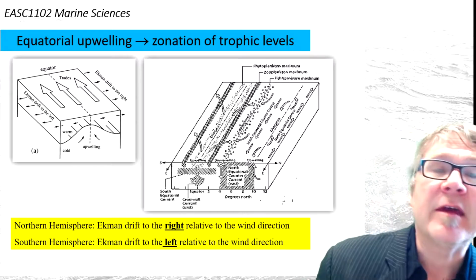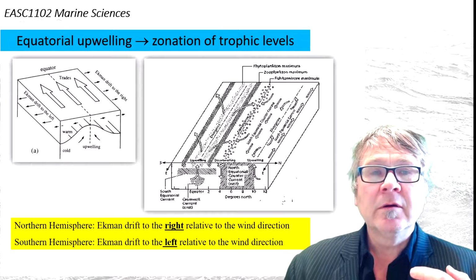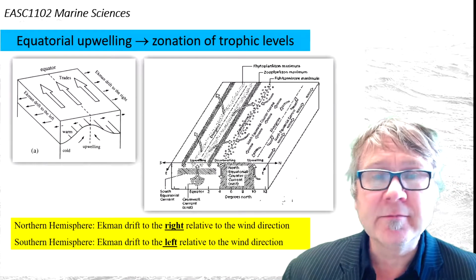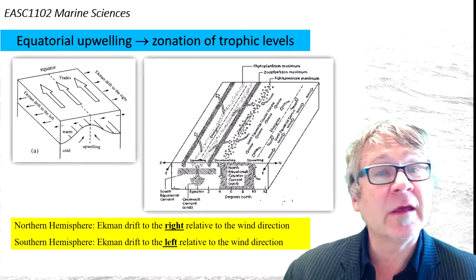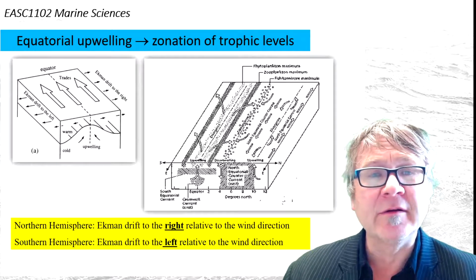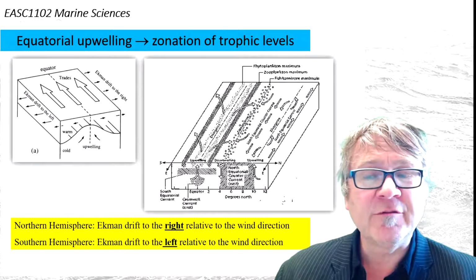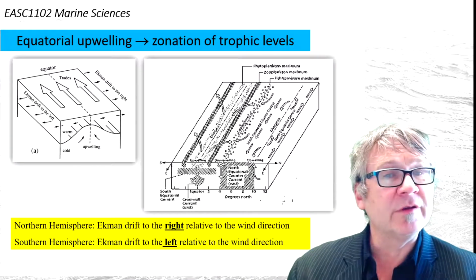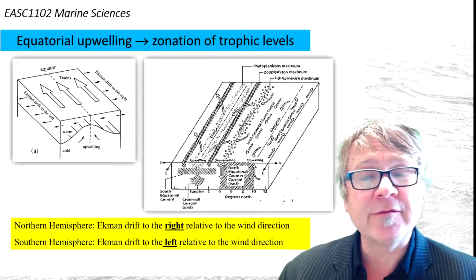So let us start with the equatorial upwelling. Okay, so near the equator, you have the trade winds. Trade winds blow along the equator from east to west. And there's a little sketch here, the first sketch on the left, that shows you the equatorial region and the trade winds.